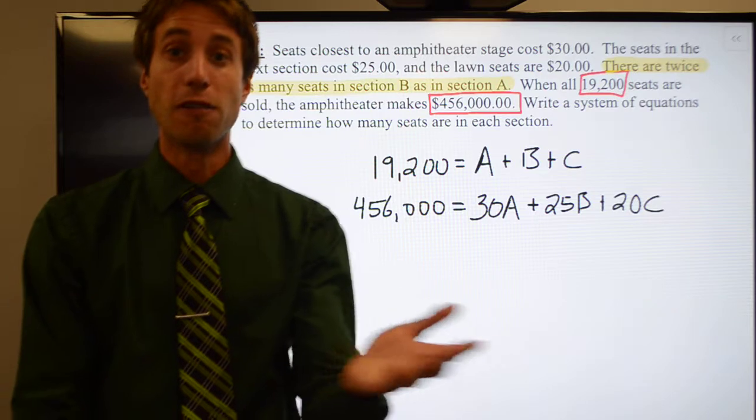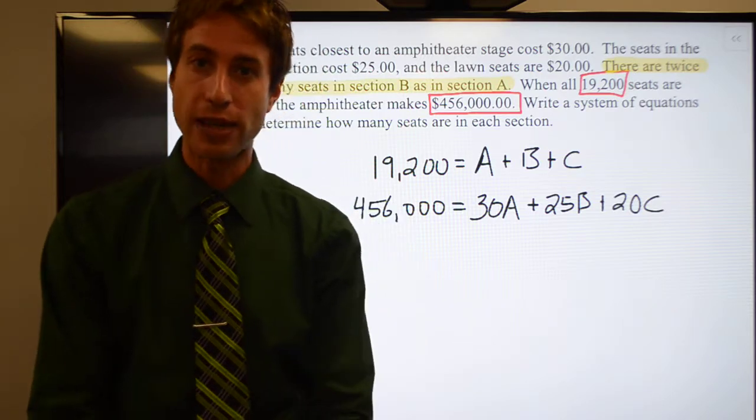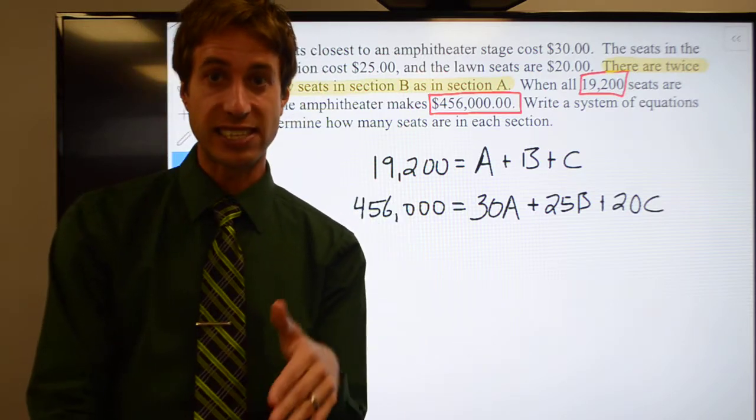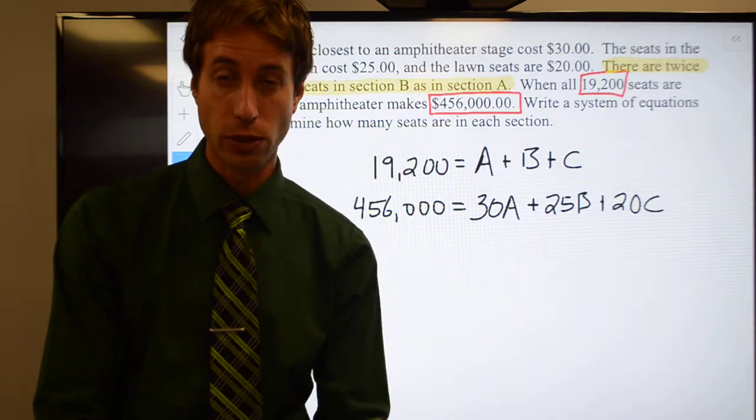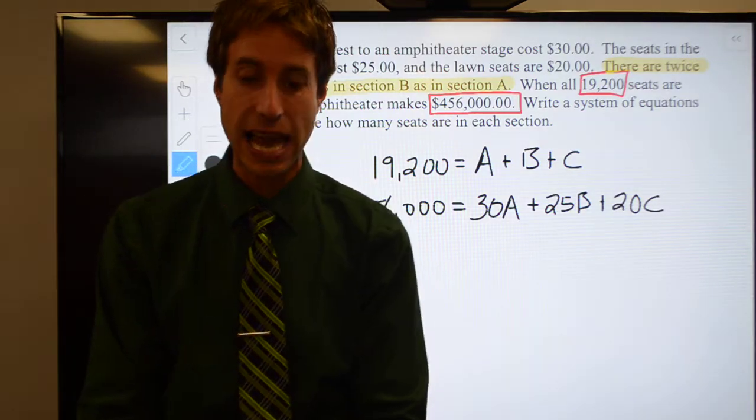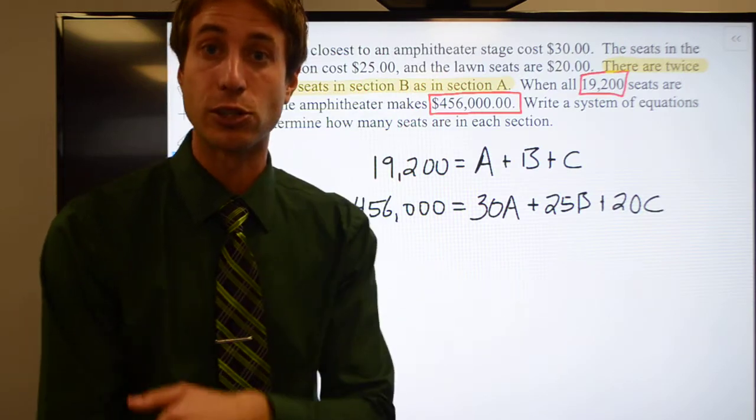I agree. 4,000. How did you do that? You multiplied the seats in Section A by 2, because B is twice as big as A. So if A is 2,000, you multiply by 2 and you get 4,000.